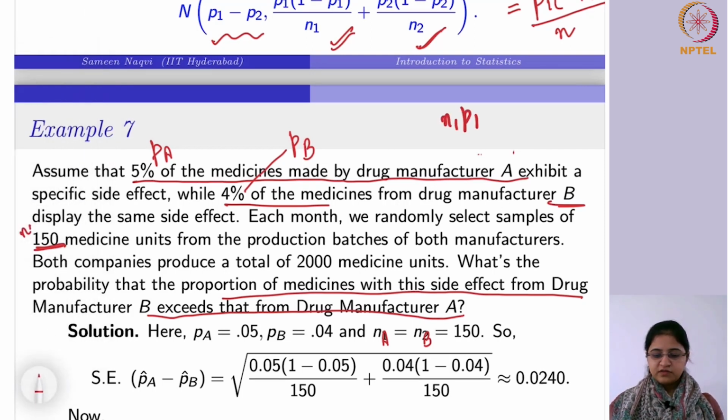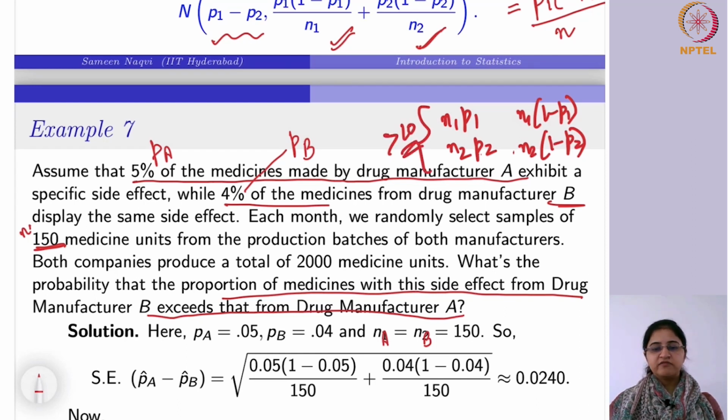So N1 P1, N2 P2, and likewise N1 (1 minus P1) and N2 (1 minus P2). See, this criteria is satisfied. All are greater than 10. All are greater than 10. So we can say that we can use the normal approximation.